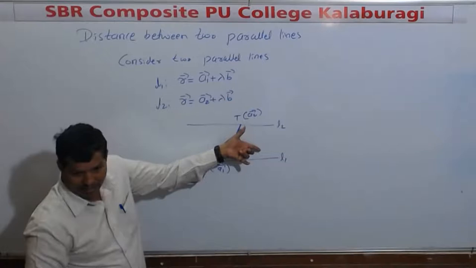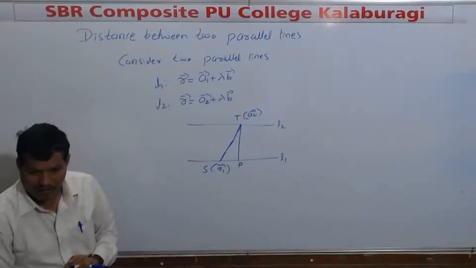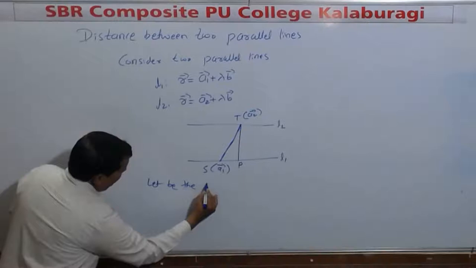I will join this, or you can join this one also. Suppose I will take P. PT is the distance between two parallels. You have to find the PT. Let theta be the angle between ST and vector B.